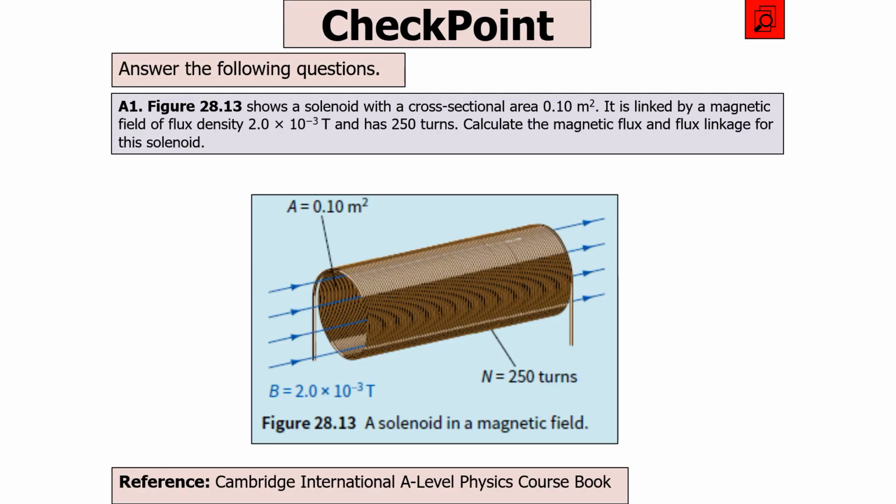The next question says, the figure shows a solenoid with a cross-sectional area of 0.10 meters squared. It is linked by the magnetic field of flux density 2 times 10 to the minus 3 teslas and has 250 turns. Calculate the magnetic flux and the flux linkage for this solenoid. So pause the video now, then unpause the video when you want to go through your answer.